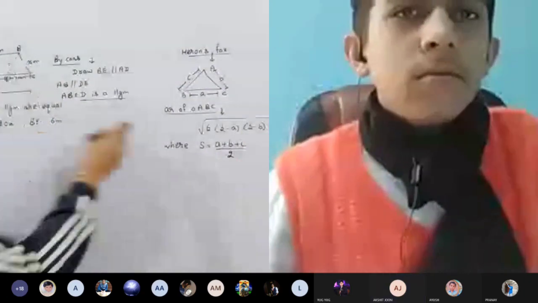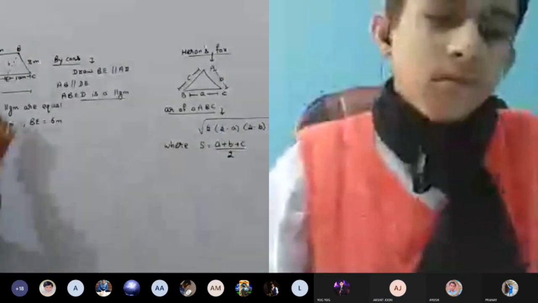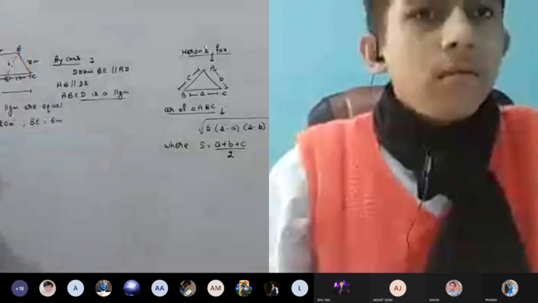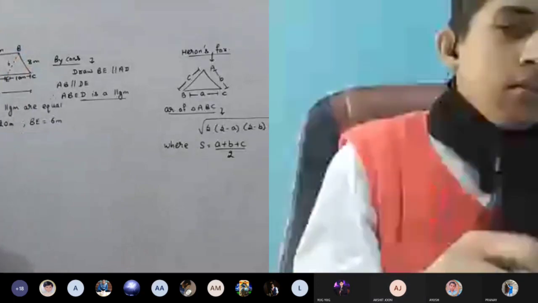So now, students, we can apply this formula in this triangle BEC. I can find out the area of triangle BEC. Okay.